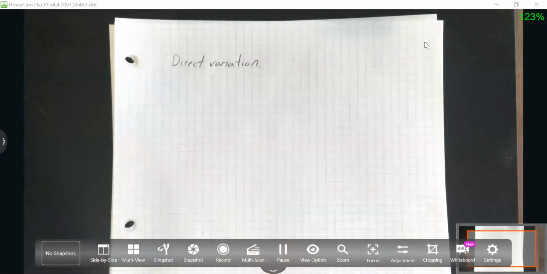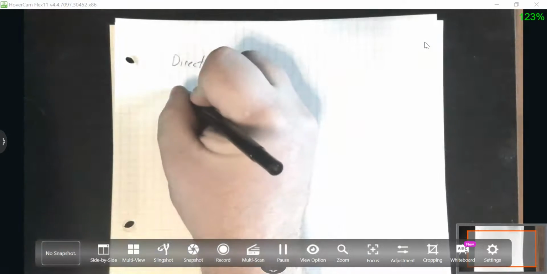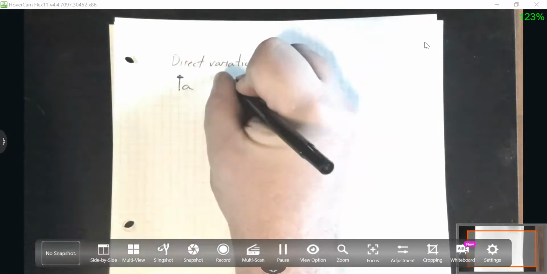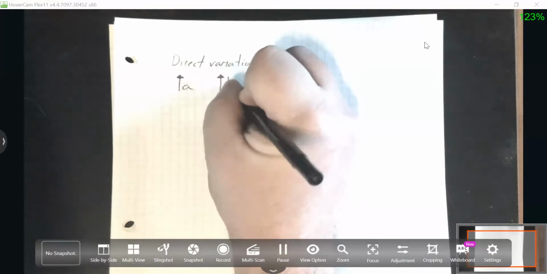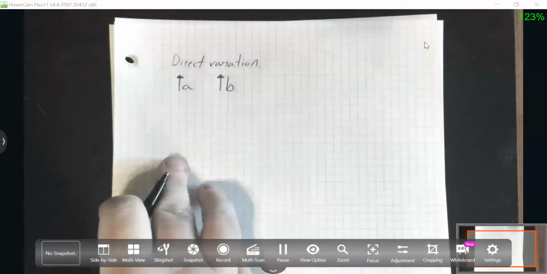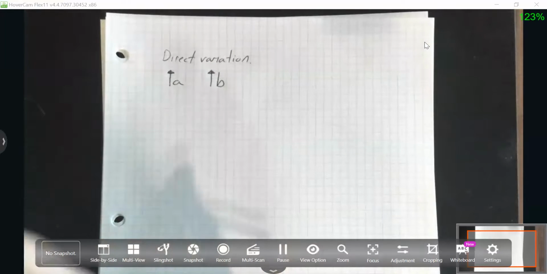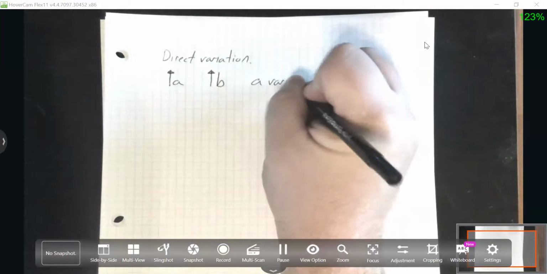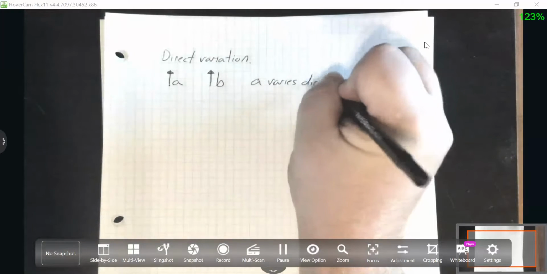So with direct variation, what we're really talking about is that if one quantity of one thing goes up, then the quantity of the other thing also goes up. So they're kind of paired and they match. And usually what we do is we write that one varies directly with the other. So for example, they could say A varies directly with B.